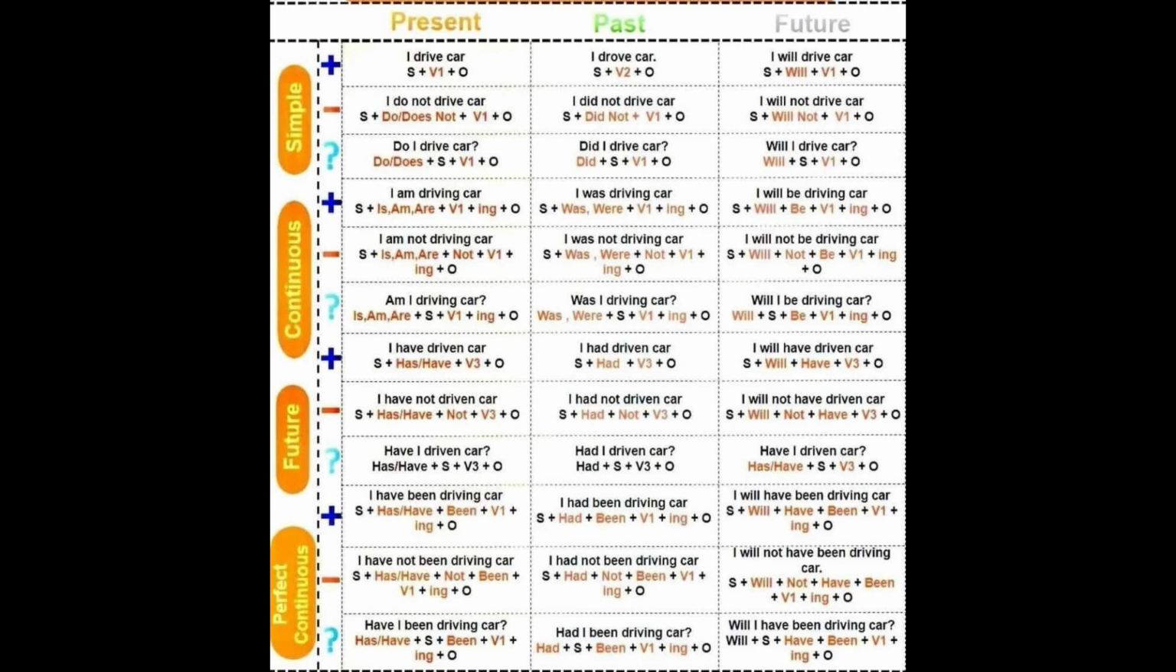For future simple, we use will, I will drive a car. The structure is subject plus will plus verb 1 plus object. For negatives, I will not drive a car. And for questions, will I drive a car?